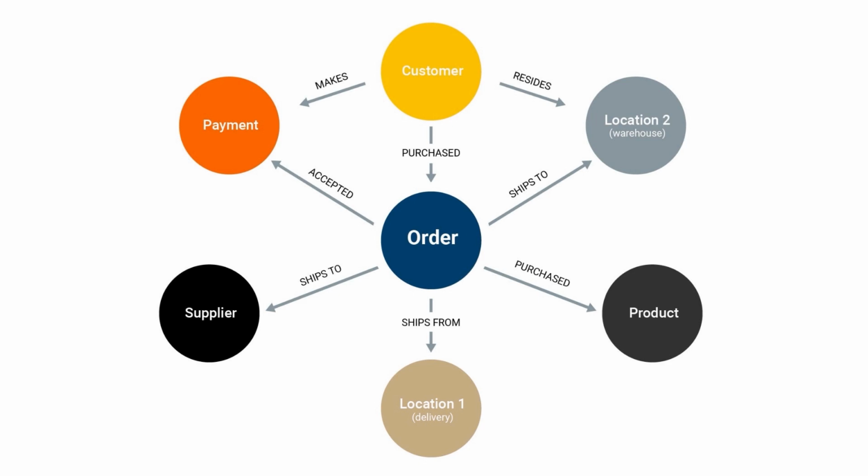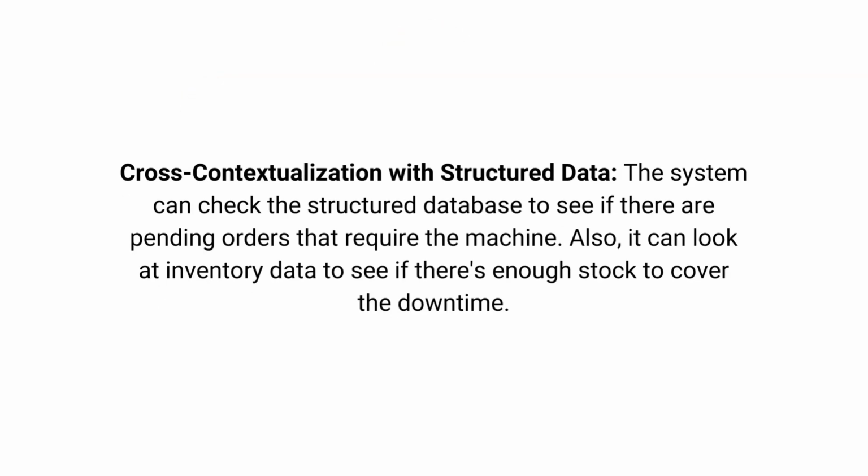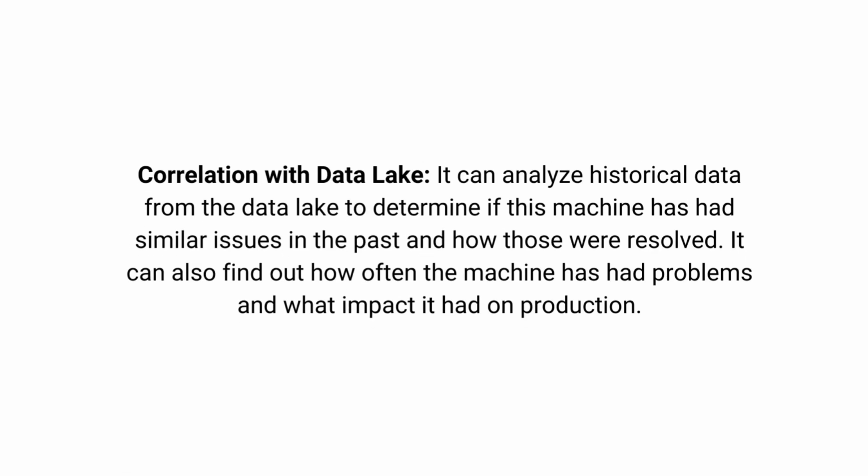But before making that decision, a unified analytics approach would look at a broader context. That is, using cross-contextualization with structured data, the system can check the structured database to see if there are pending orders that require the machine. Also, it can look at inventory data to see if there is enough stock to cover the downtime. And using correlation with the data lake, it can analyze historical data to determine if this machine has had similar issues in the past and how those were resolved. It can also find out how often the machine has had problems and what impact it had on production.